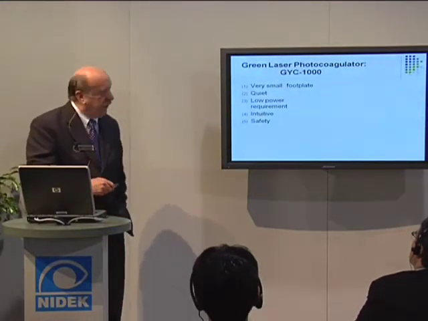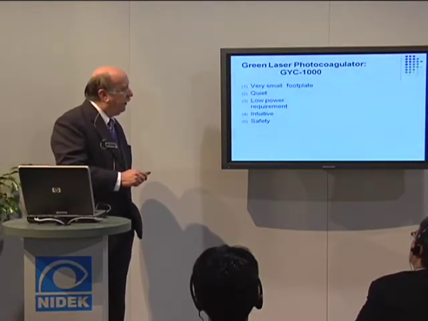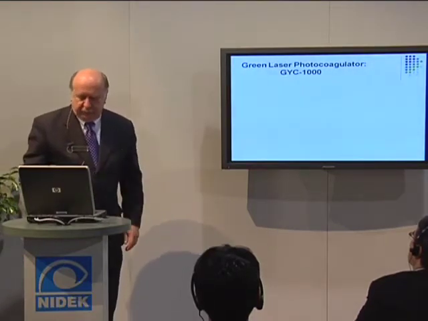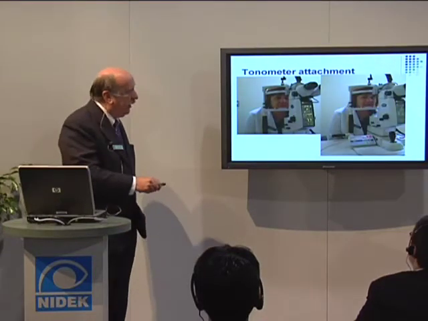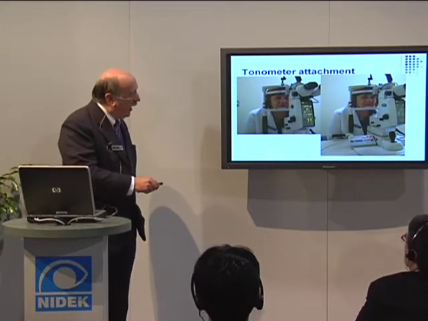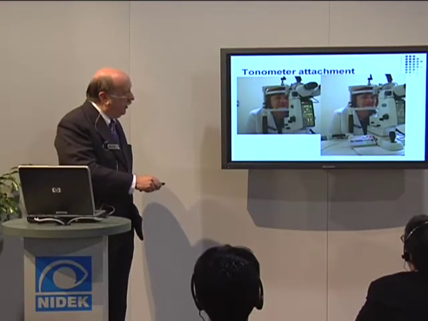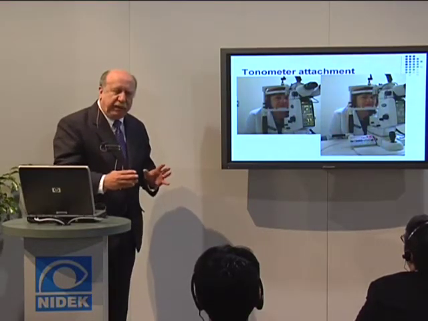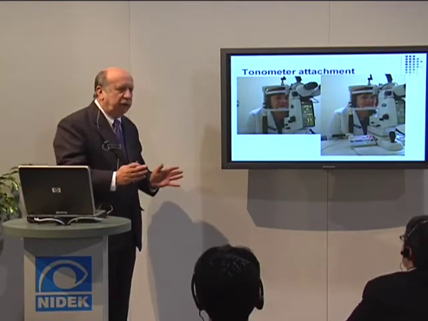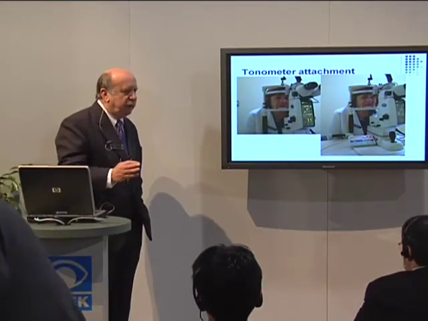So if we can just focus on the green laser for a second, it has a very small footprint, the smallest footprint on the marketplace, and it's very quiet, low power, intuitive, and very safe. If I go back to this slide here, we can see how easy it is. If you're left-handed or right-handed, you can move that control box to either side. It's actually located just below the tabletop, so there's no space required for the actual 532 laser, and of course the YAG is located here. So everything is very, very small and compact. And the doctors love that because they can do a lot of their treatments in one setting.